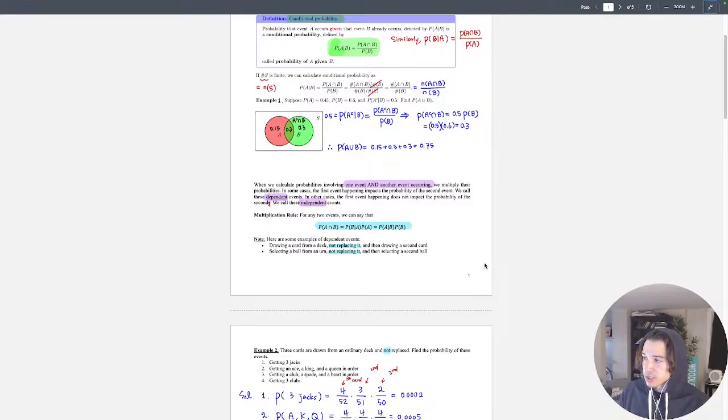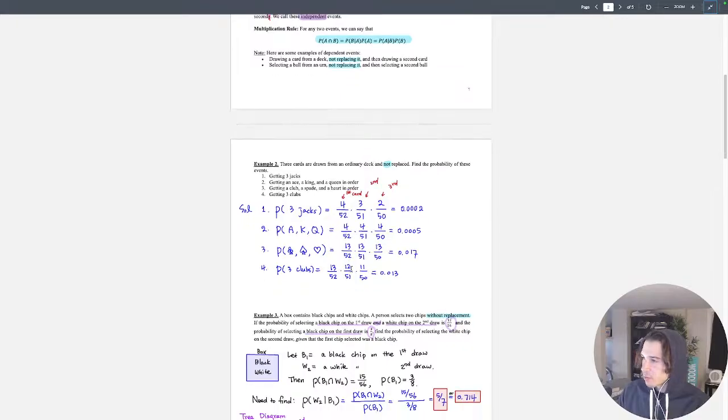So the multiplication rule: for any two events, we can say that probability of A intersect B equals the probability of B given A has occurred times the probability of A occurring, which is also equal to the probability of A occurring given that B has occurred times the probability of B. Note, here are some examples of dependent events. Drawing a card from a deck and not replacing it, and then drawing a second card.